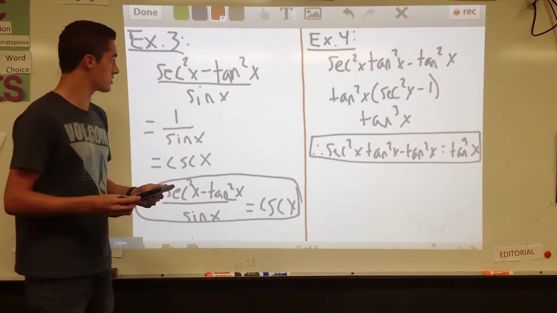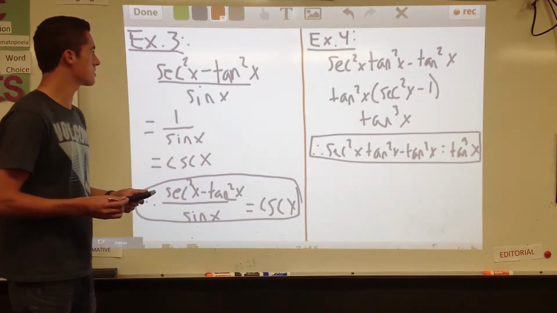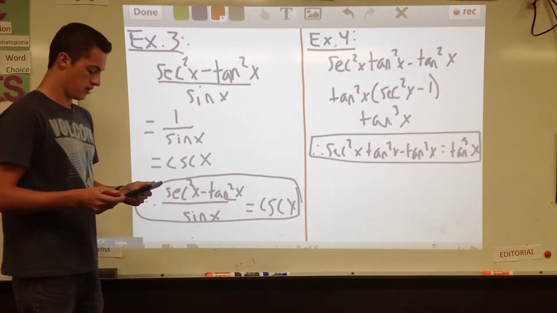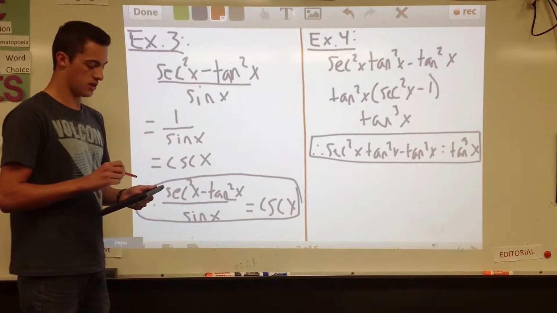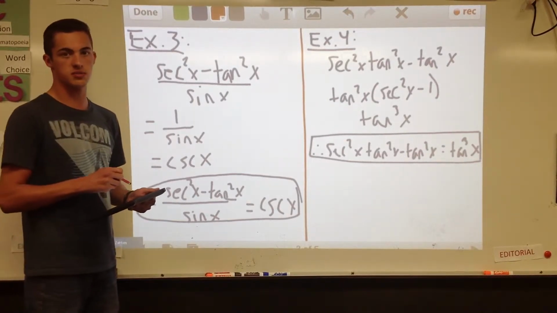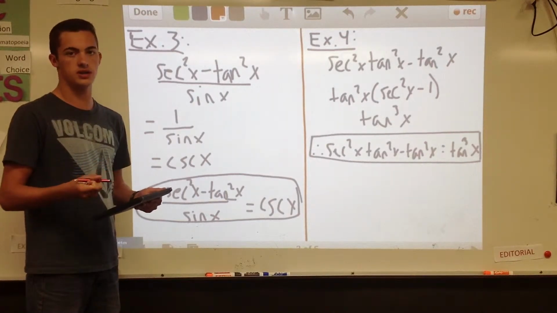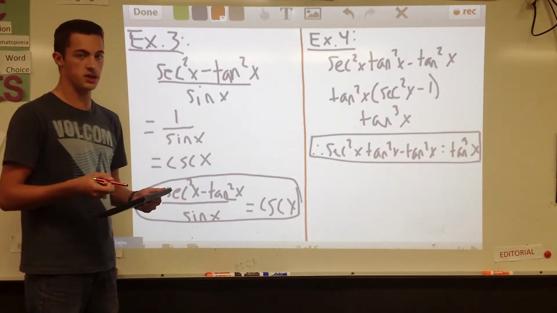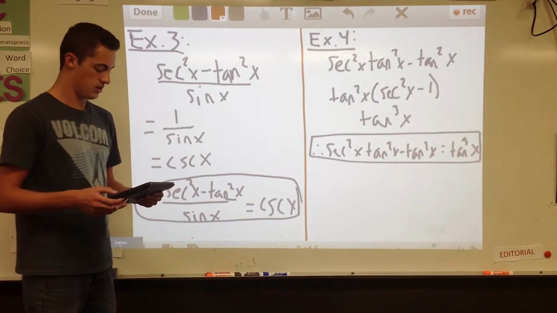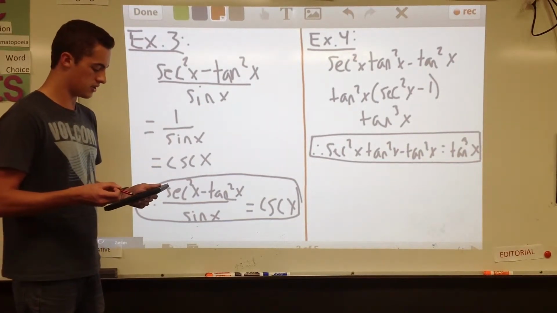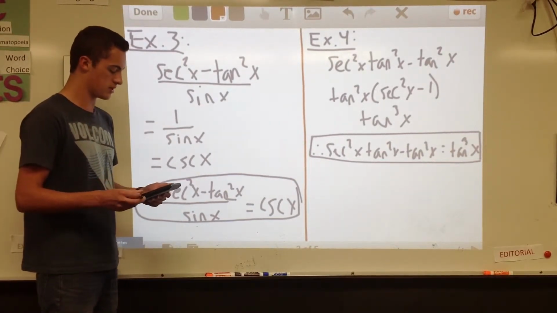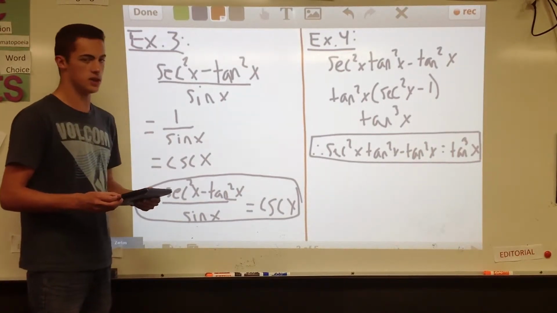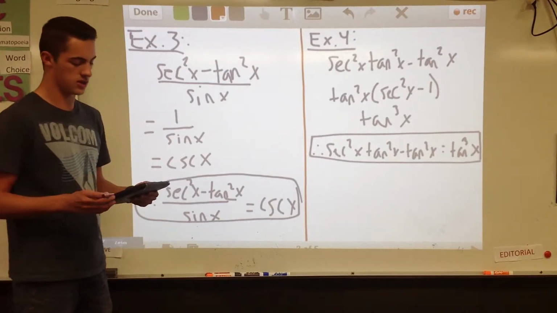Alright, in this example it says secant squared x minus tangent squared x all over sine x. Secant squared x minus tangent squared x is one of the Pythagorean identities, which equals 1. So that's why it's 1 over sine x, and 1 over sine x is cosecant x. So therefore secant squared x minus tangent squared x all over sine x equals cosecant x.